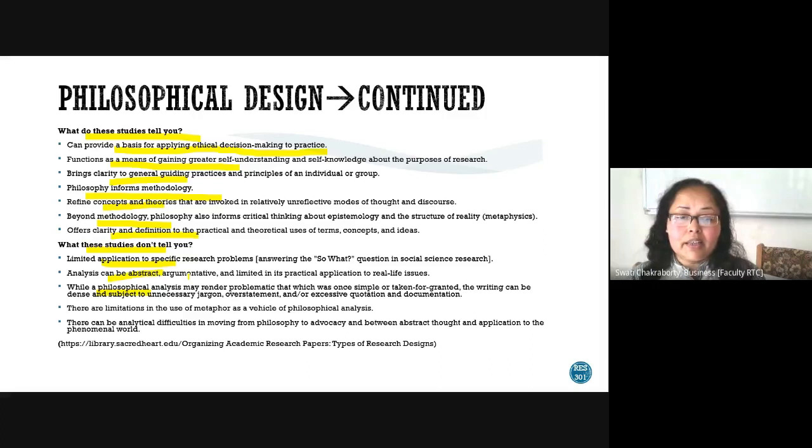Writing can be dense and subject to some unnecessary jargon, overstatement, excessive quotation, documentation. There are limitations in the use of metaphor as a vehicle of philosophical analysis, and there can be analytical difficulties in moving from philosophy to advocacy and between abstract thought and applications to the phenomenal world. So that problem comes up.